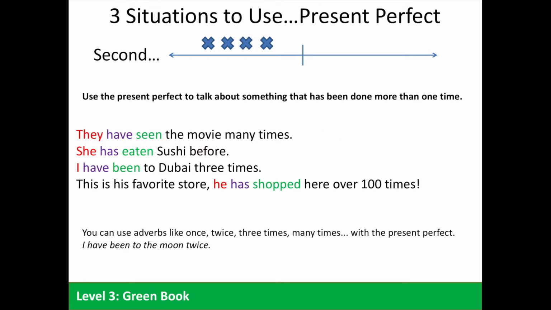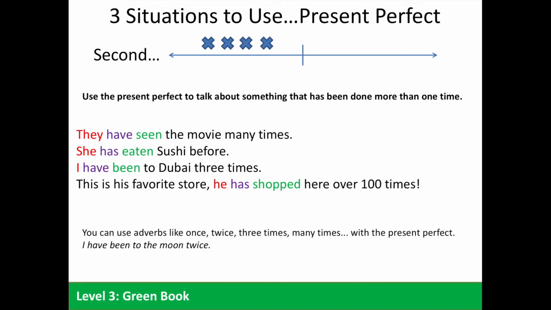Now, the second situation in English when we use the present perfect tense would be to talk about something that has been done more than one time in the past. For example, they have seen the movie many times. She has eaten sushi before. I have been to Dubai 3 times.